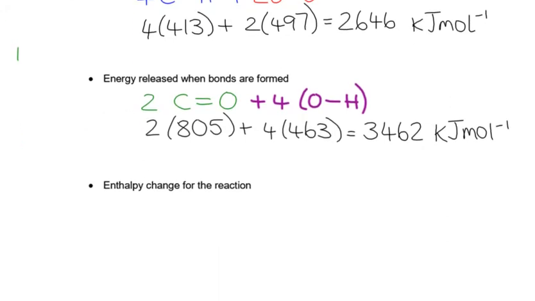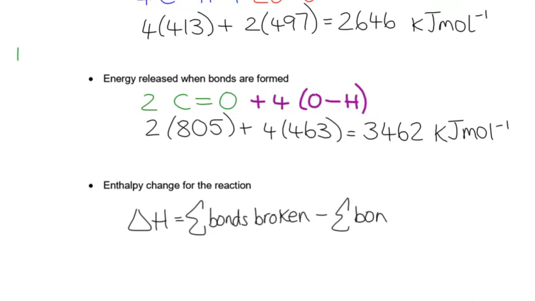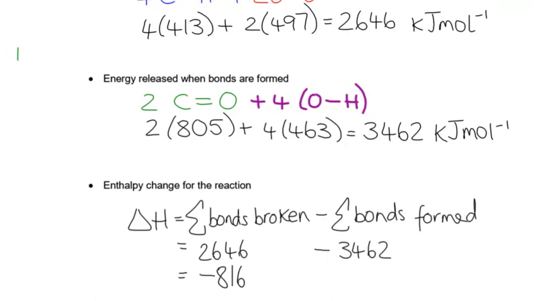And then in an exam we would say that enthalpy change is the sum of the bonds broken minus the sum of the bonds formed, which equals 2646 minus 3462, and so our answer was minus 816 kilojoules per mole. This is an exothermic reaction, which is what you would expect for burning methane. It gets hot when you burn methane.